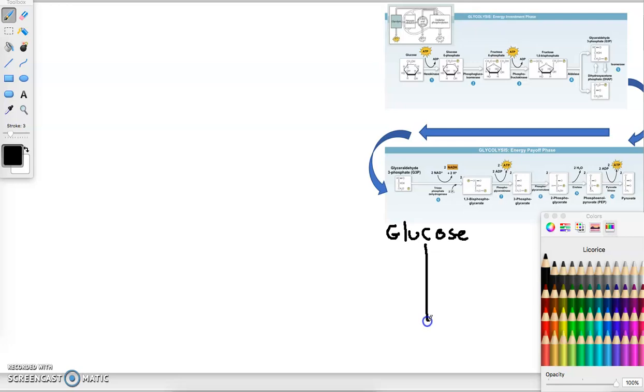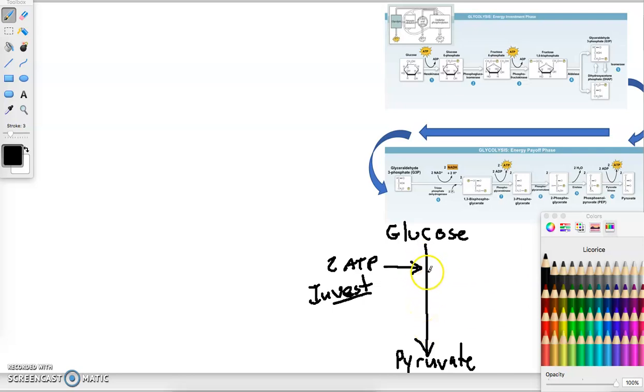And the glucose is going to be broken down into pyruvate, right? Pyruvate. And then what we're going to generate is ATP and NADH. But first we have to invest a little bit. What we're going to invest is 2 molecules of ATP. So 2 molecules invested. We'll call this the investment phase. Okay? Investment.